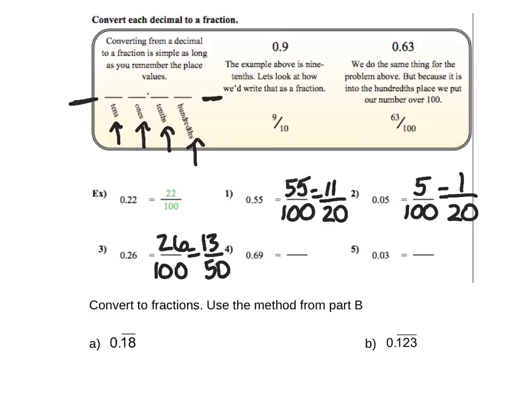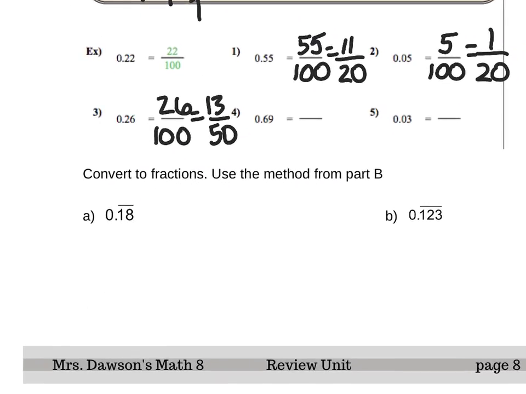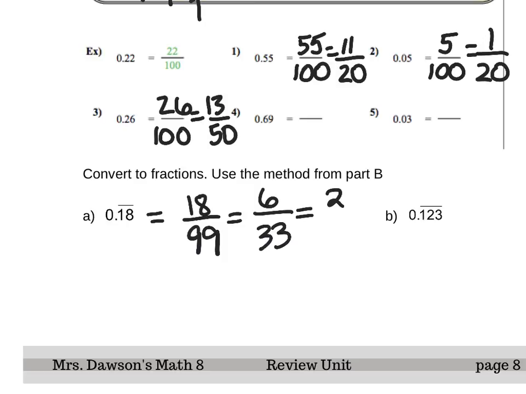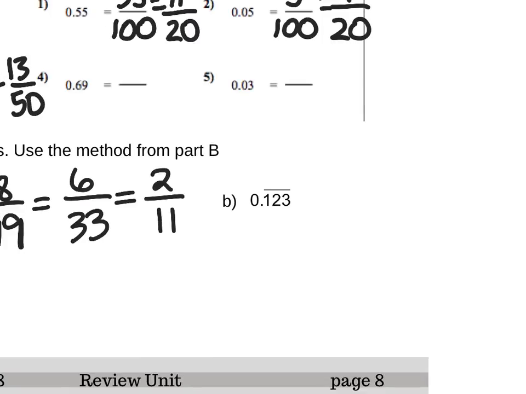Now, what about if we have 0.18 repeating? This is really the same thing as 18 over 99. They're both divisible by 3. So 3 goes into 18 6 times. 3 goes into 99 33 times. They're still divisible by 3. 6 divided by 3 is 2. 33 divided by 3 is 11. This one is the exact same thing, only instead of over 99, it's over 999. So you would say 123 over 999, and then go about your simplifying process.